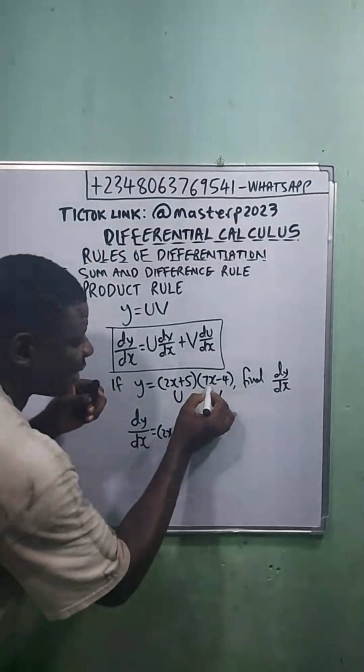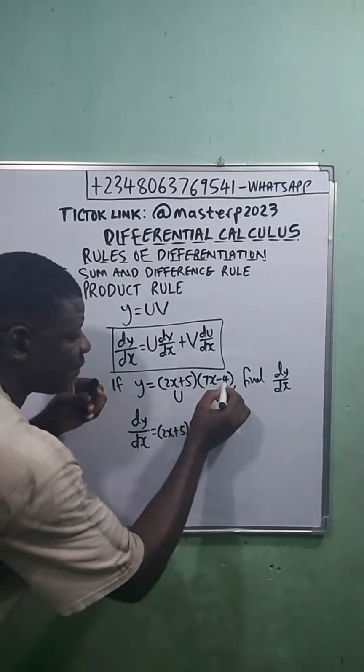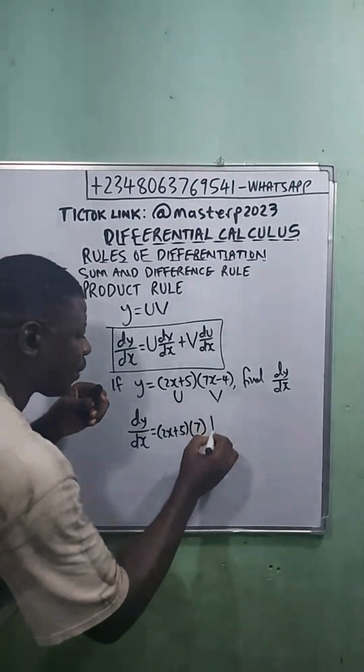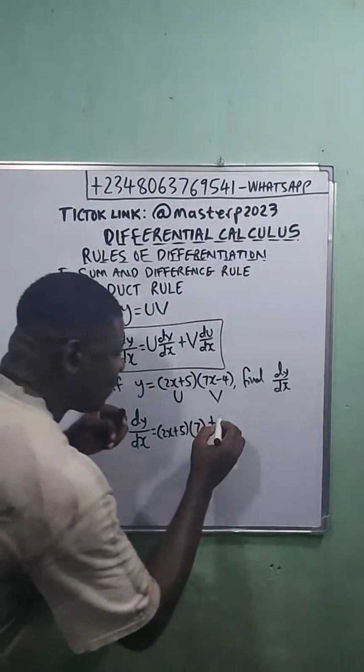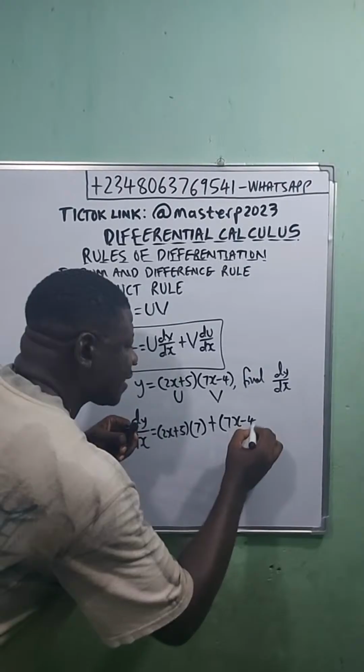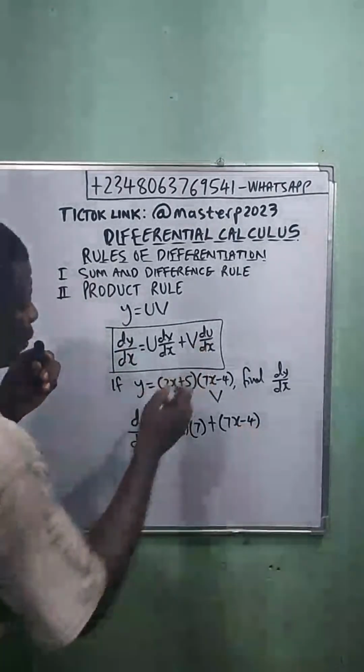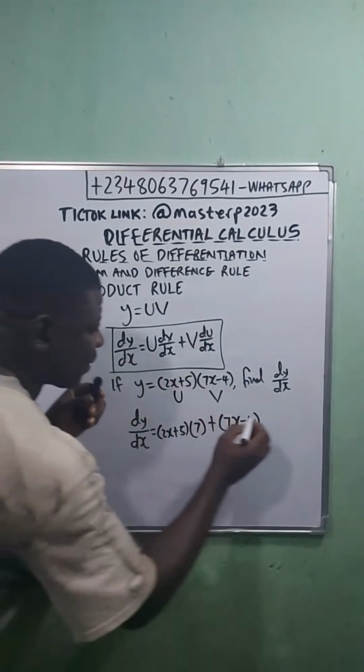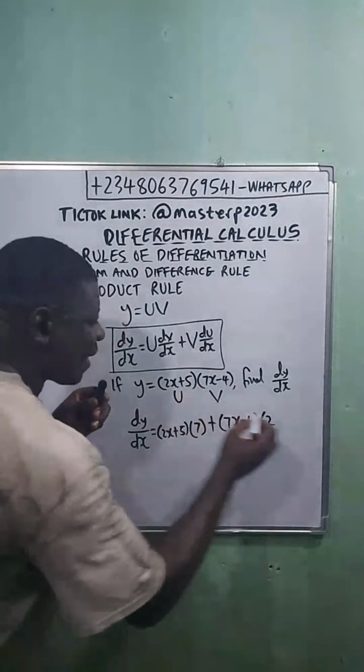If I differentiate 7x, I'll get 7. If I differentiate minus 4 is 0, so no need. Plus, I will now keep v, and this is my v. My v is 7x minus 4. Then I'll differentiate u. This is u. If I differentiate 2x, I'll get 2. If I differentiate 5, it will be 0.